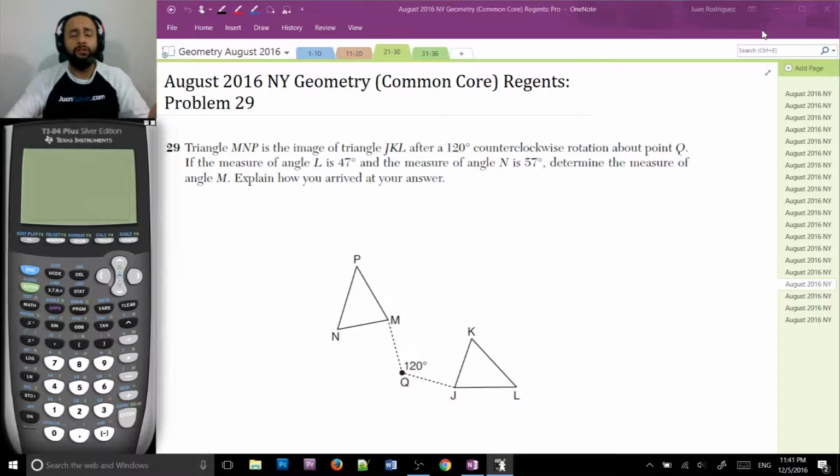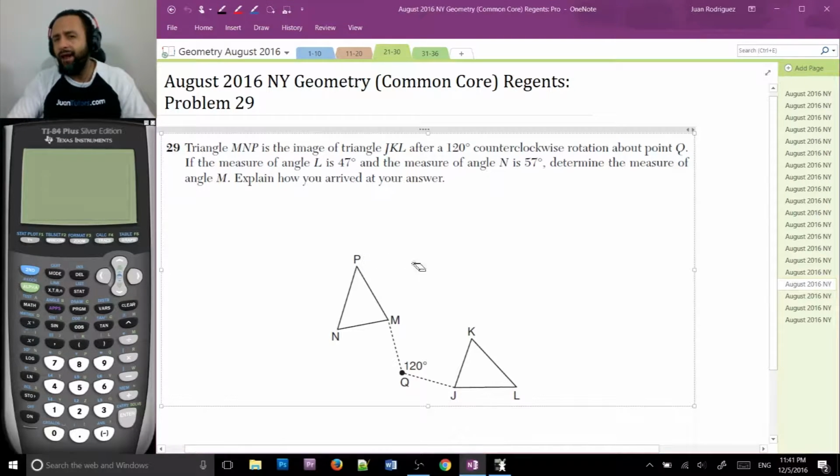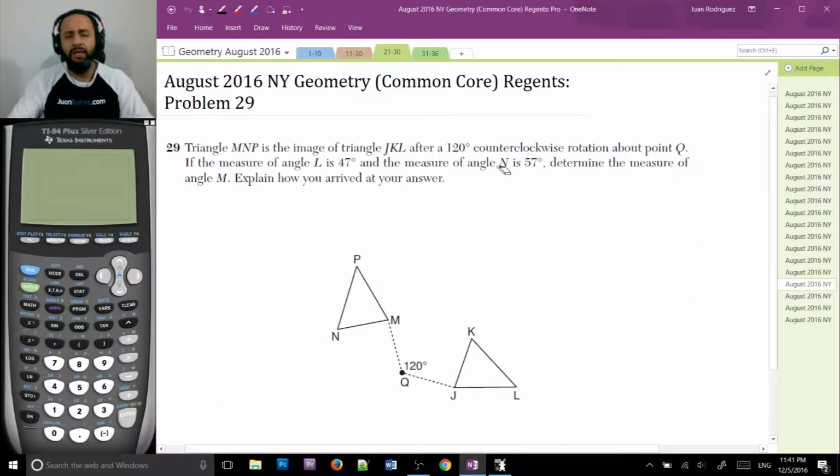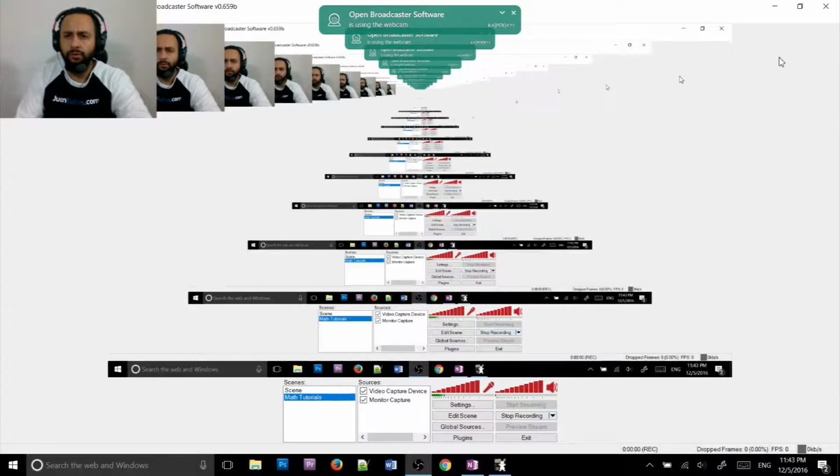That's the average. So triangle MNP is the image of triangle JKL after a 120-degree counterclockwise rotation about point Q. Okay, that was a lot. Hold on. Triangle MNP is the image of JKL. So JKL was rotated this way after a 120-degree counterclockwise rotation about point Q. If the measure of angle L is 47 degrees and the measure of angle N is 57 degrees, determine the measure of angle M. Explain how you arrived at your answer.